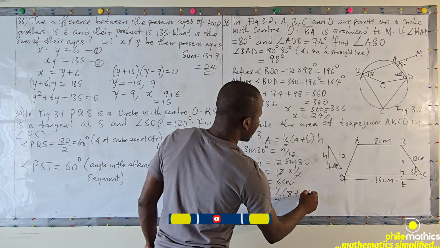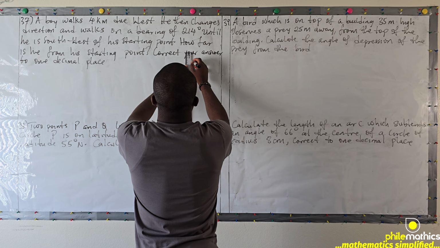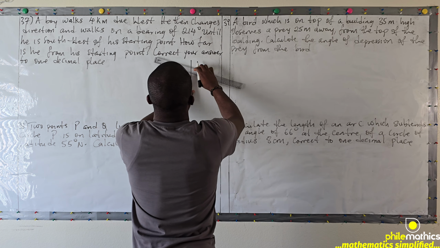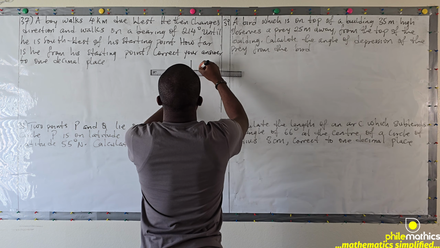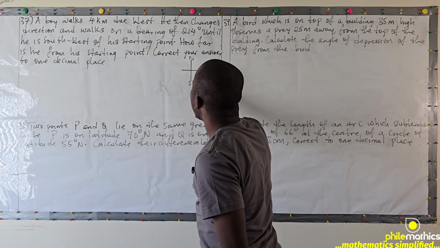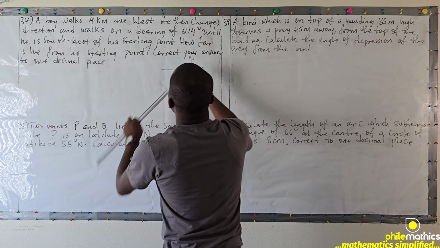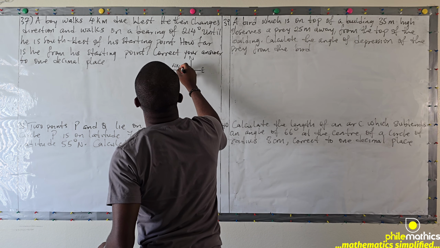Question 37 says, a boy walked 4 kilometers due west. Let's sketch that. Assuming the boy is here, this is north, south, east, and west. So he walks 4 kilometers due west. Let's call it 4 kilometers.